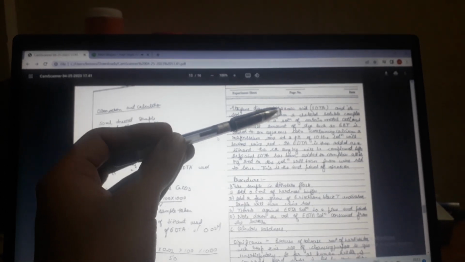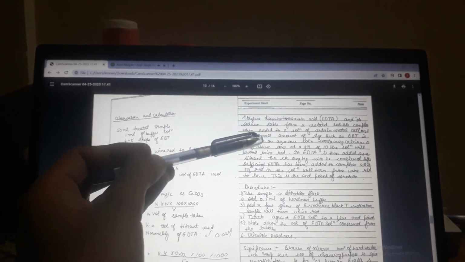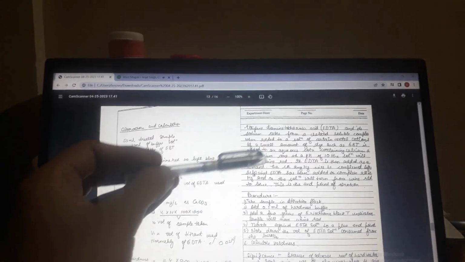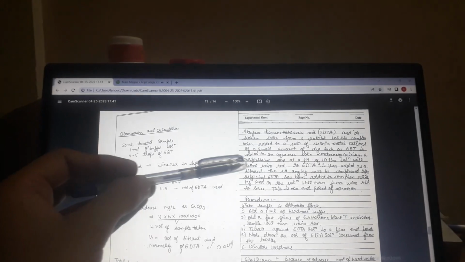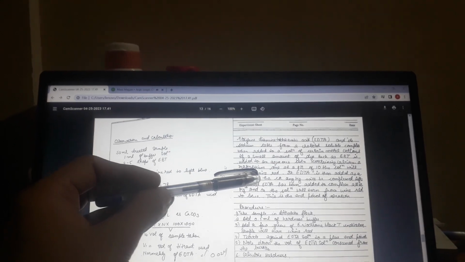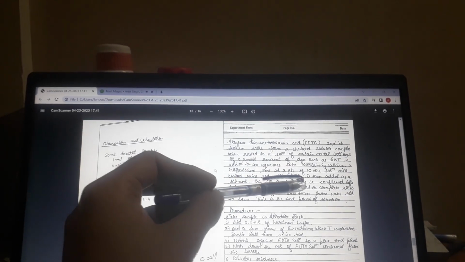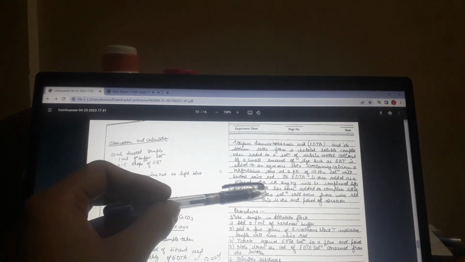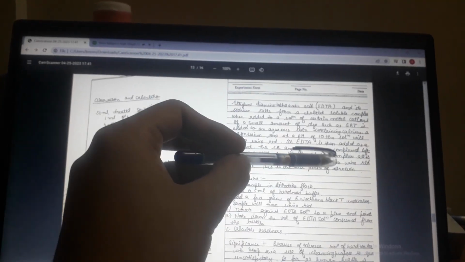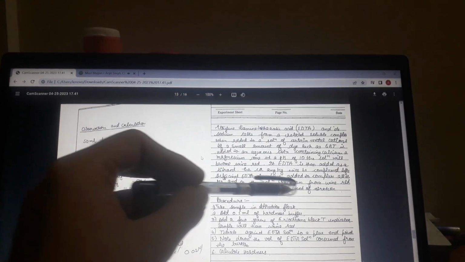Ethylene diamine tetraacetic acid (EDTA) and its sodium salts form chelated soluble complexes when added to a solution of certain metal cations. If a small amount of a dye such as EBT is added to an aqueous solution containing calcium and magnesium ions at a pH of 10, the solution will become wine red. If EDTA is then added as titrant, the calcium and magnesium will be complexed. After sufficient EDTA has been added to complex all the magnesium and calcium, the solution will turn from wine red to blue. This is the end point of titration.